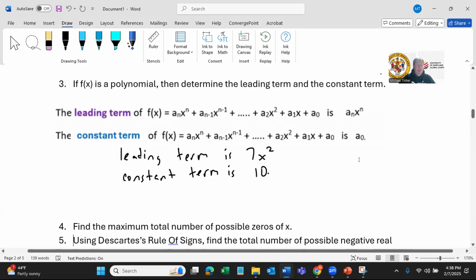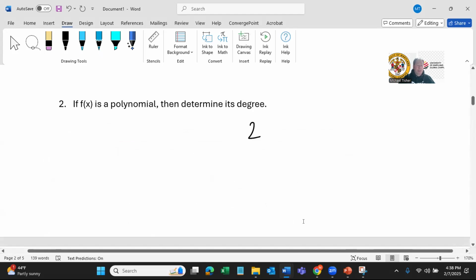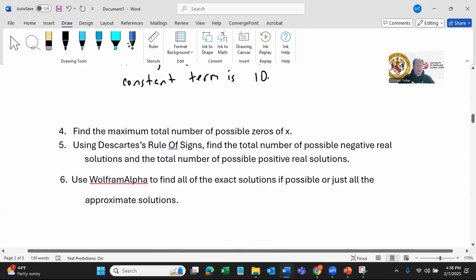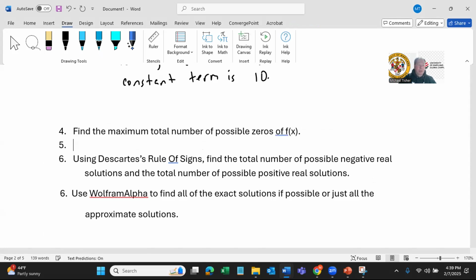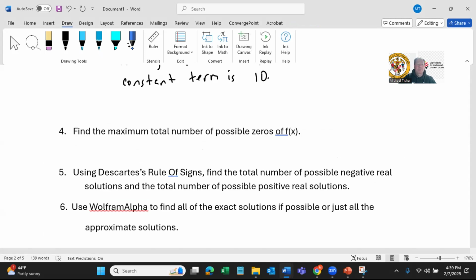Now, let's find the maximum total number of possible zeros of f of x. Well, that happens to be the degree. And the degree, we said earlier, was 2. So that's the maximum number of possible zeros of f of x. Okay, so the maximum total number of possible zeros of f of x is 2. Now, let's get more information on whether they're positive or negative or neither.